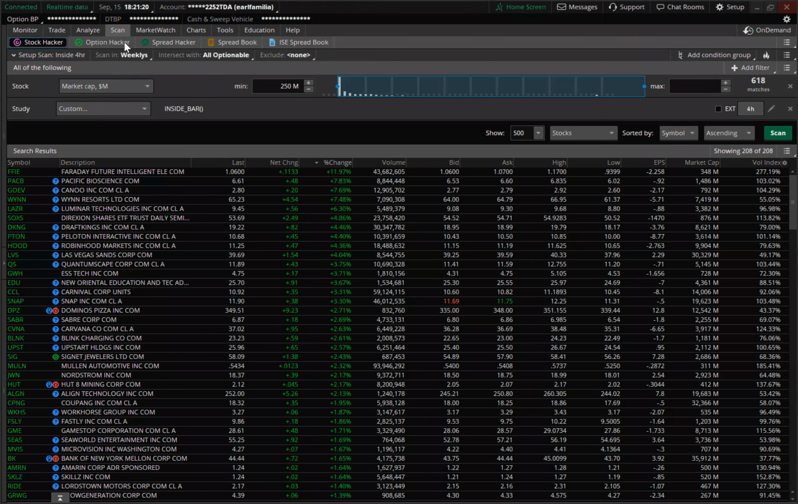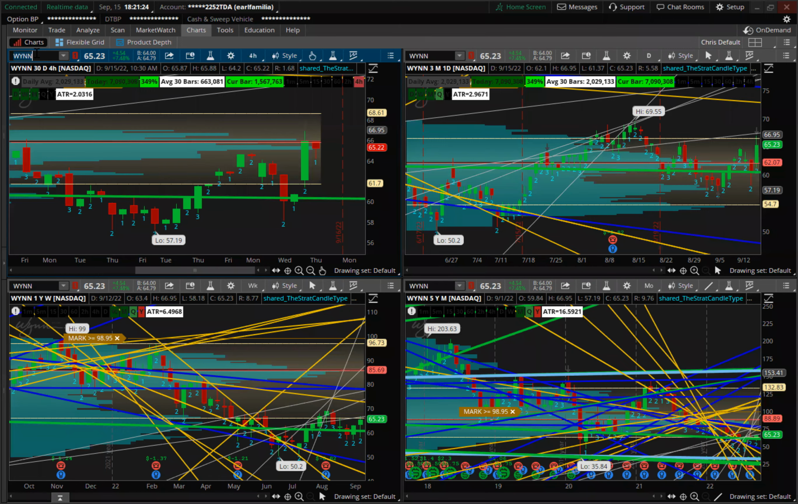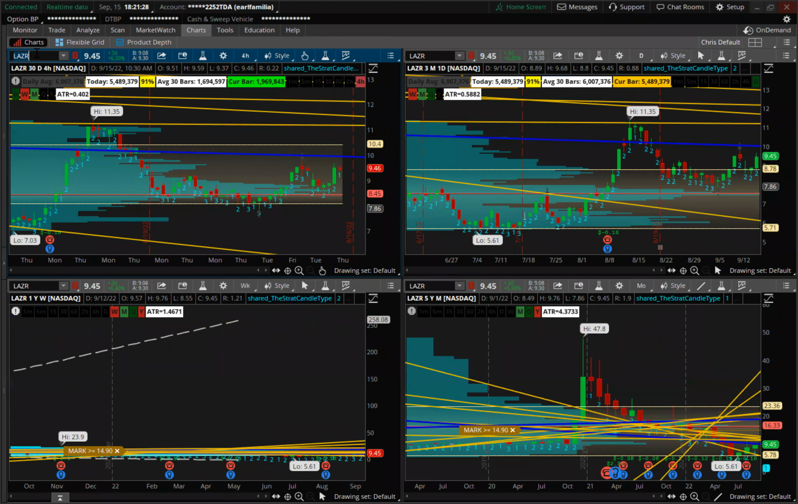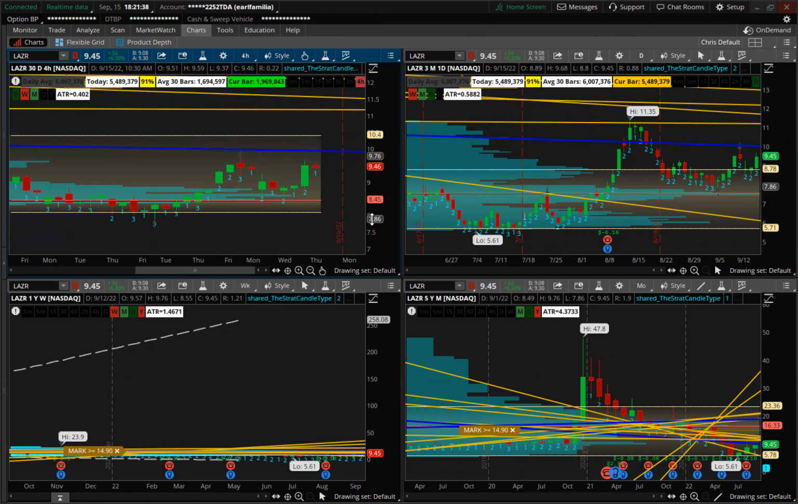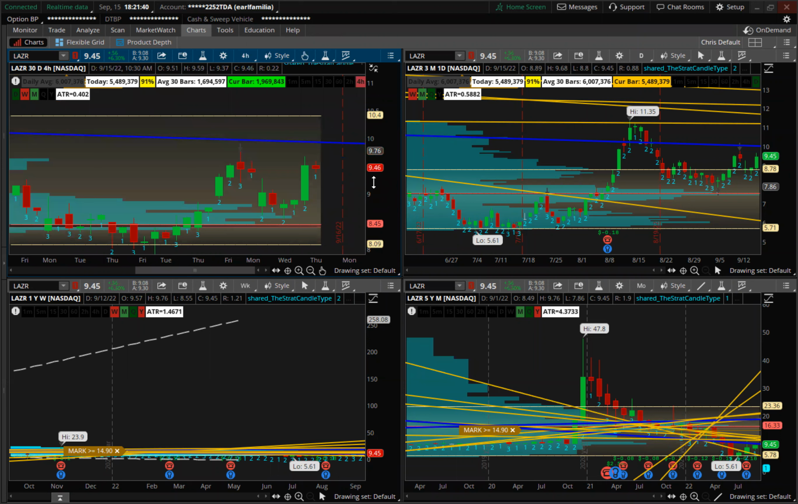And we'll take a look at Laser as well. I like Win actually. I like the company. So here on Laser, similar deal. We have 2 up today. Inside 4 hour setup. Looks like it just kind of went flat in the afternoon. So we are looking at that 212 continuation on the 4 hour here. We're looking at a level of $9.59.